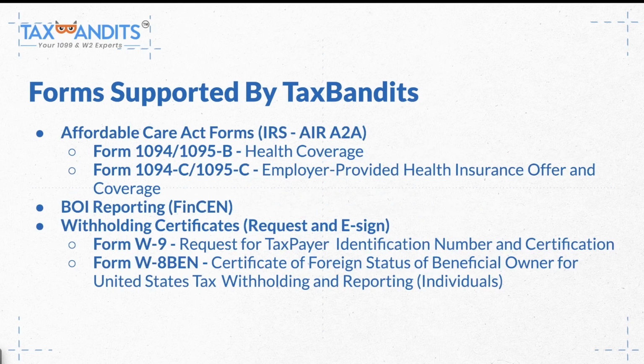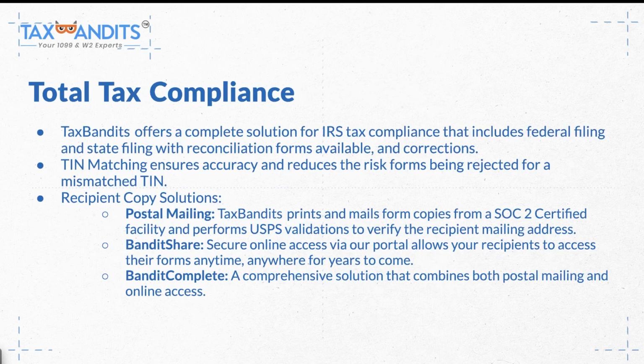We also support Affordable Care Act forms, such as the 1094 and 1095-B for health coverage, the 1094 and 1095-C for employer-provided health insurance offer and coverage, withholding certificates such as the W-9, which is a request for taxpayer identification number and certification, and the W-8BEN, certificate for foreign status of beneficial owner for United States tax withholding and reporting for individuals.